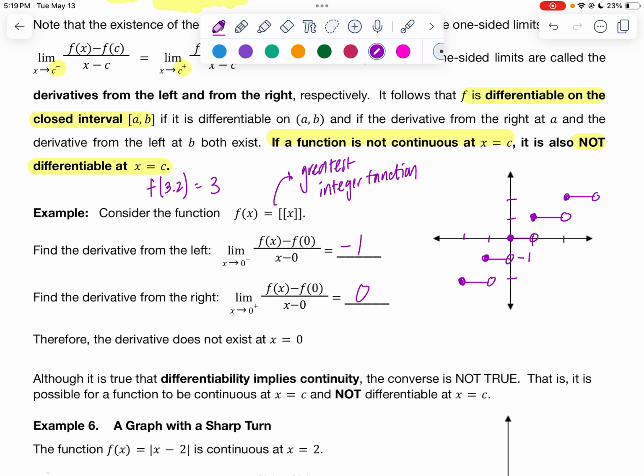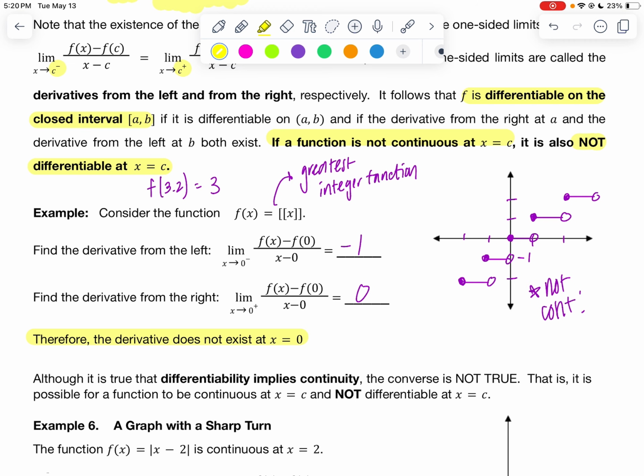And then we see that it's also not continuous, right? Because we see these gaps, because of these horizontal steps. We see these little gaps. So therefore it's not continuous. If it's not continuous at x is equal to c, then it's not differentiable. And we see that it's not differentiable because obviously -1 and 0 are not the same value. So therefore, the derivative does not exist at x is equal to 0.